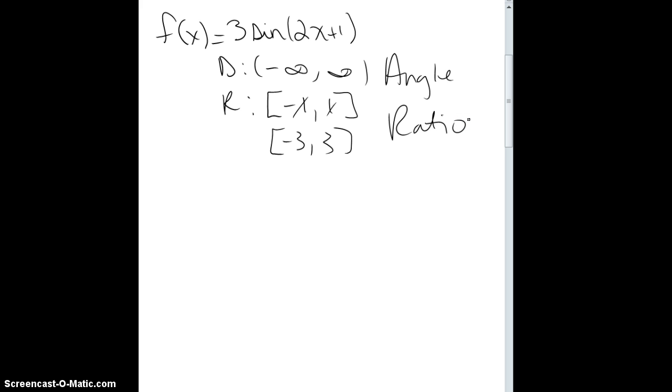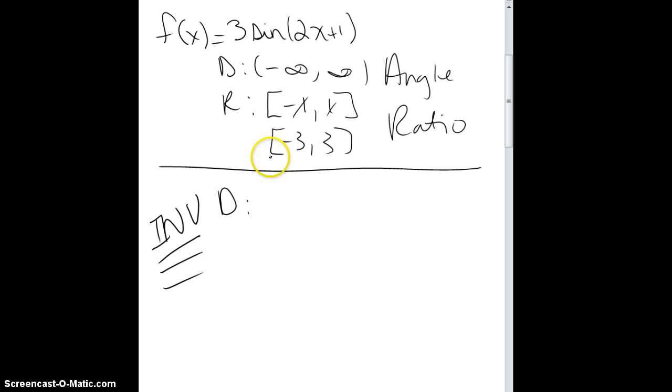Okay, now for your inverse function, which I'm going to solve in a separate video, but I want to talk about the domain and range here. Typically in a normal function, your domain becomes your range and your range becomes your domain. So they kind of flip, right? So the domain of the inverse function would be this guy, -3, 3, because that's dealing with the ratio now, because inverse functions eat up ratios and spit out the angle.